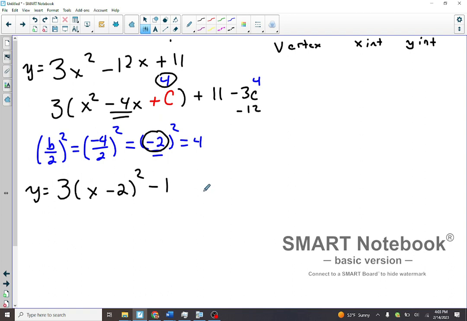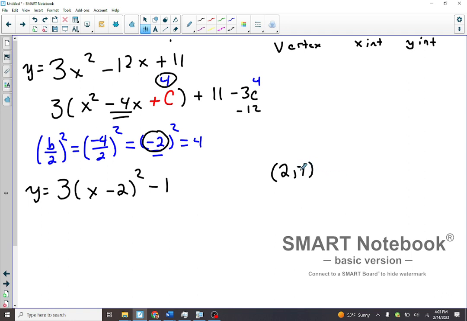Well, that's just the beginning of the problem. This is the first step. This is like step 0. Now we can start. So now we get the vertex. Remember it's (h, k). Flip your h value. So it's 2, comma negative 1.